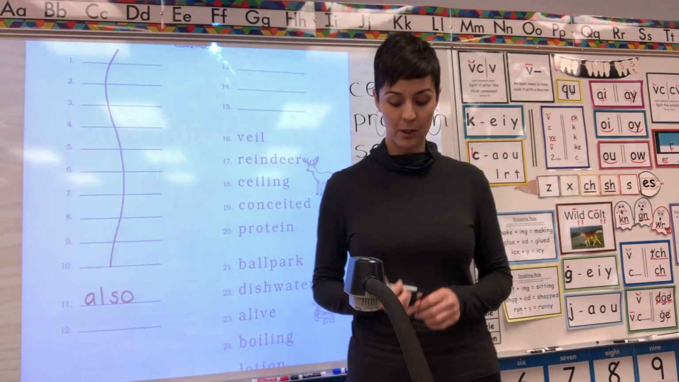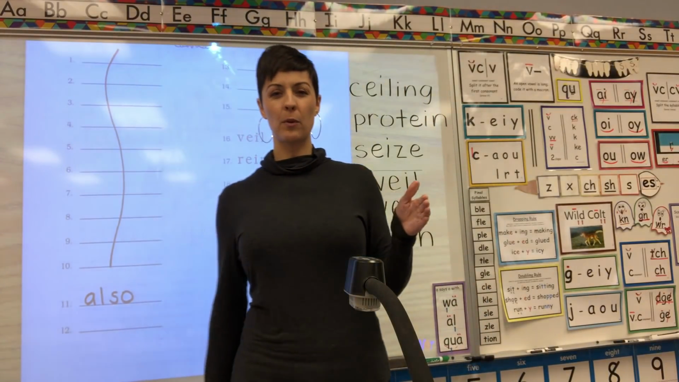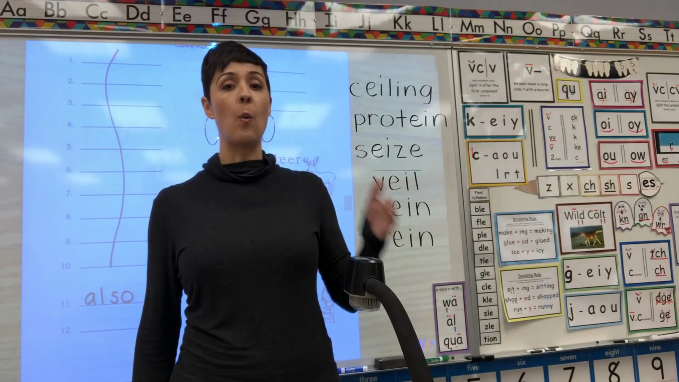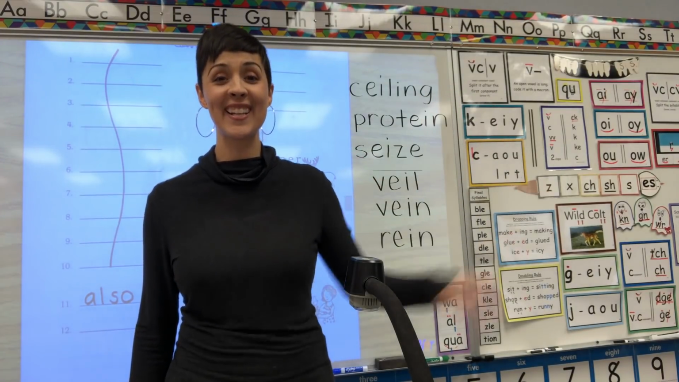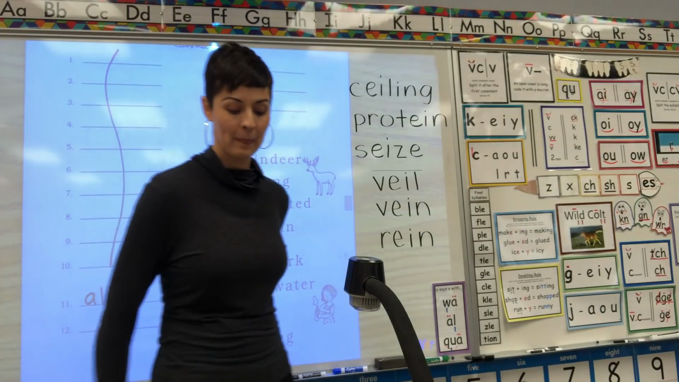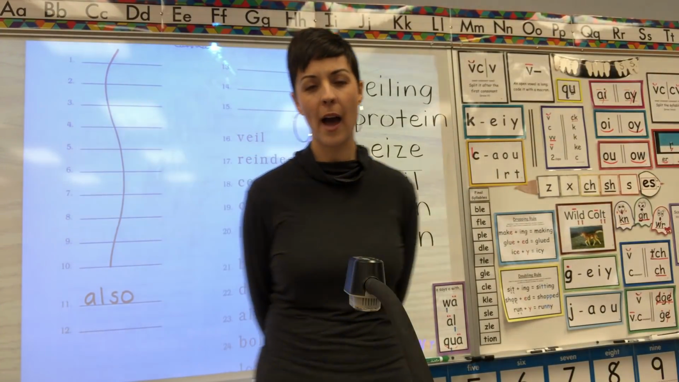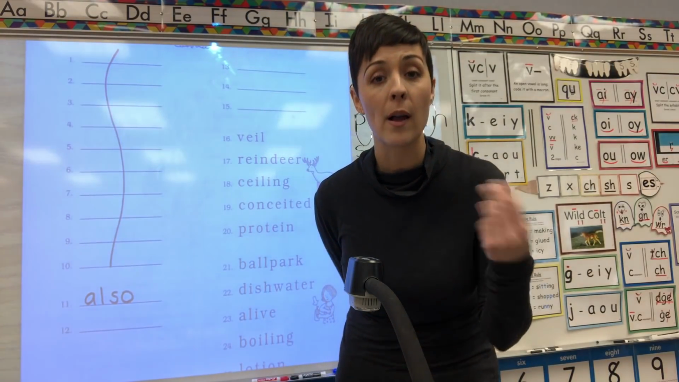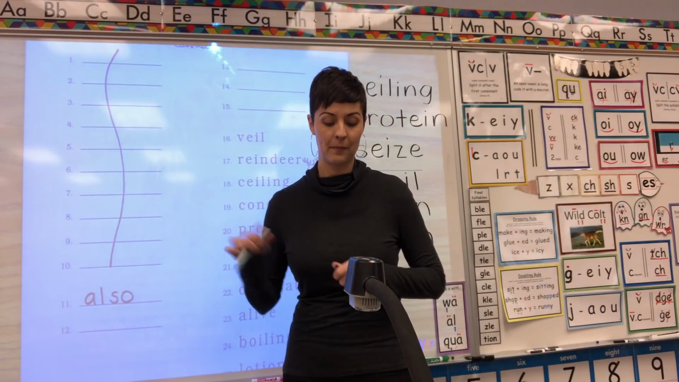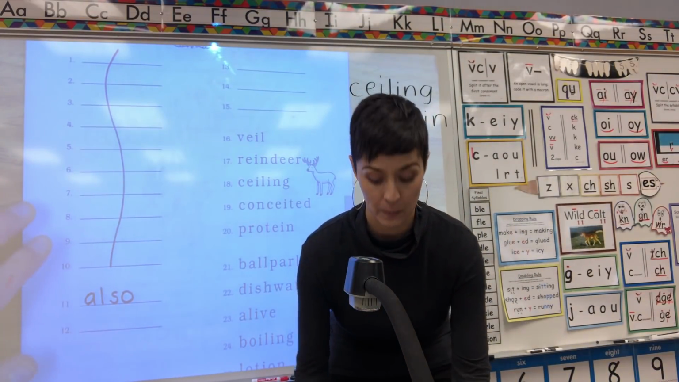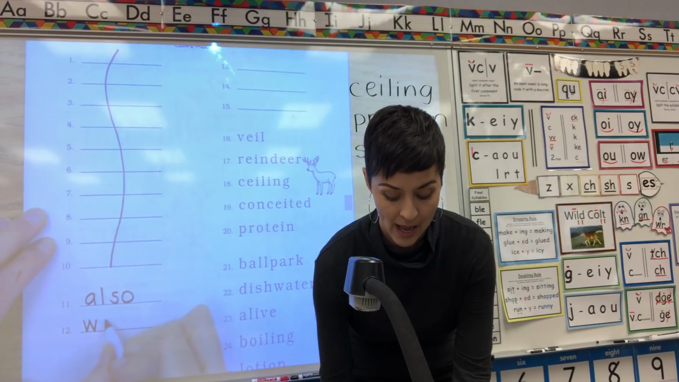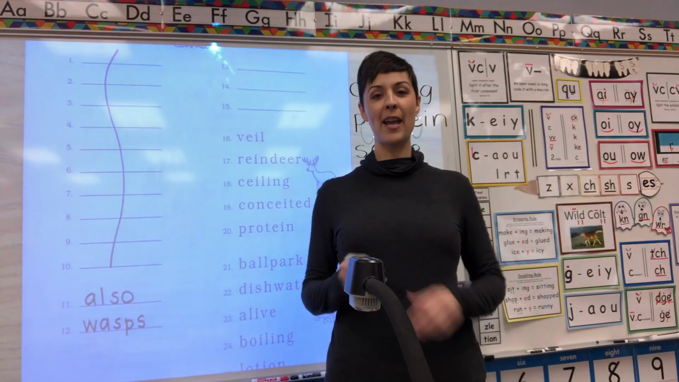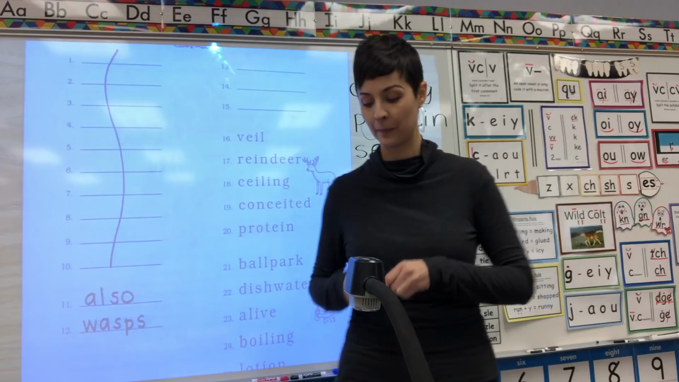Good work. Number 12, choppers out. Tell me the root word and suffix in wasps. Root word is wasp. What says ah after that W? Wasp. Add your suffix. Wasps. Okay, will you spell wasps? Ready? W-A-S-P-S. You got it. W-A says wah.